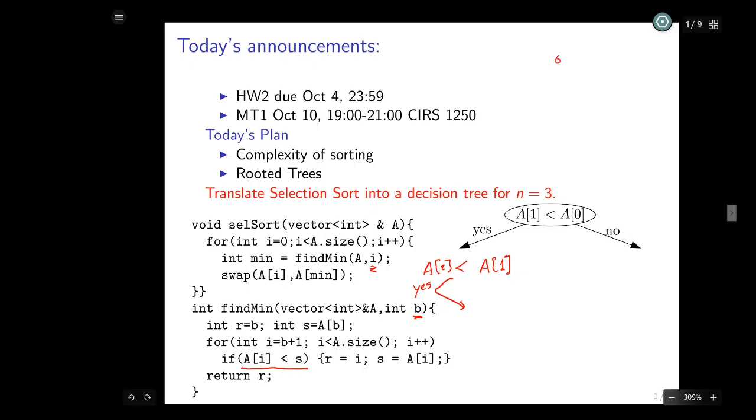So if I have 0, 1, 2, if I have x and y and z, now coming back from find min, I've returned with index value 2. The swap says swap x and z. So this is after the swap. And then we call it again. We call find min again, but now I has been incremented by 1. And so we know that b is 1 initially.